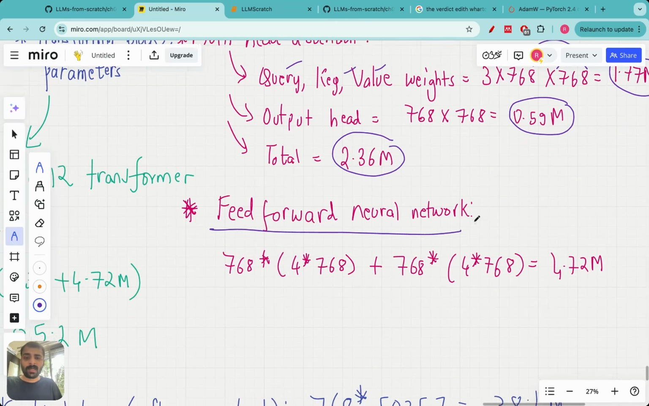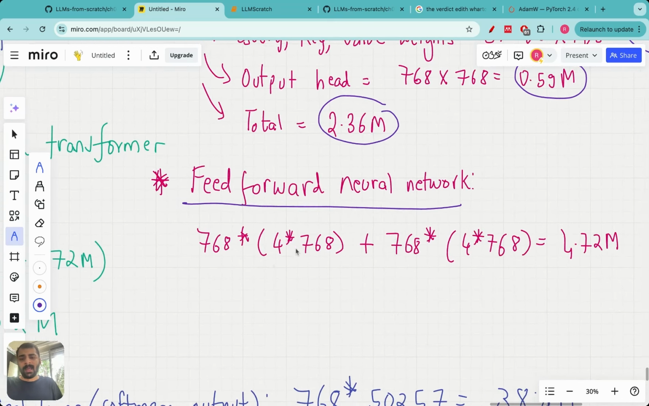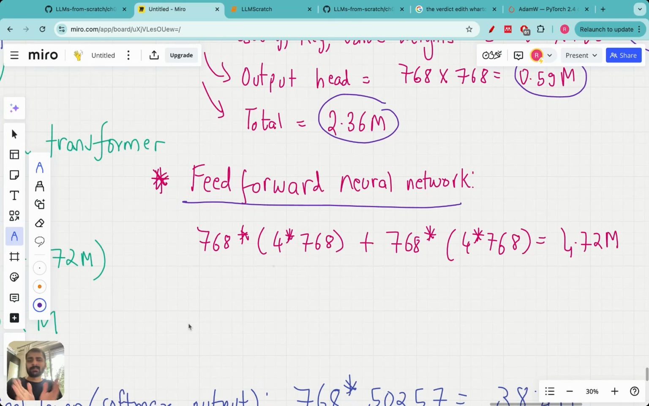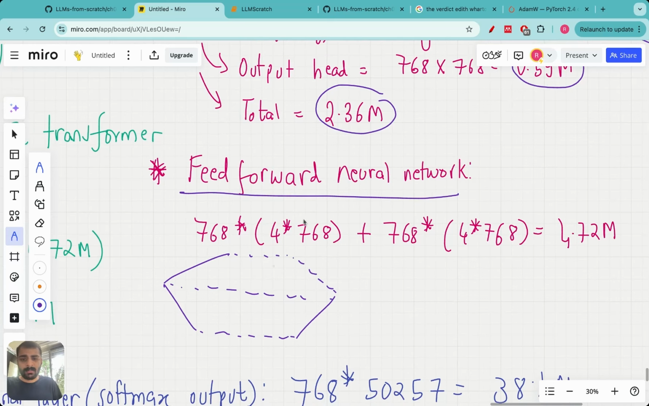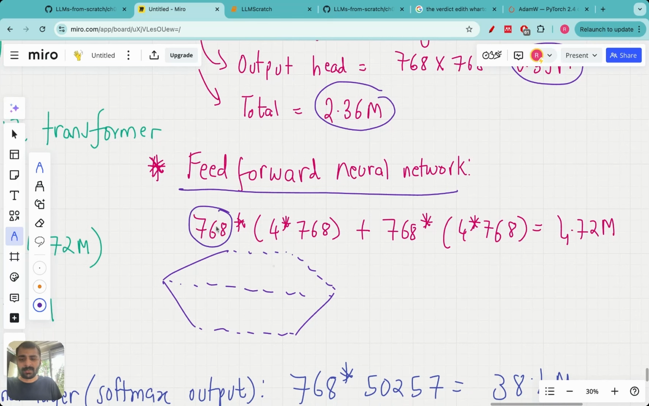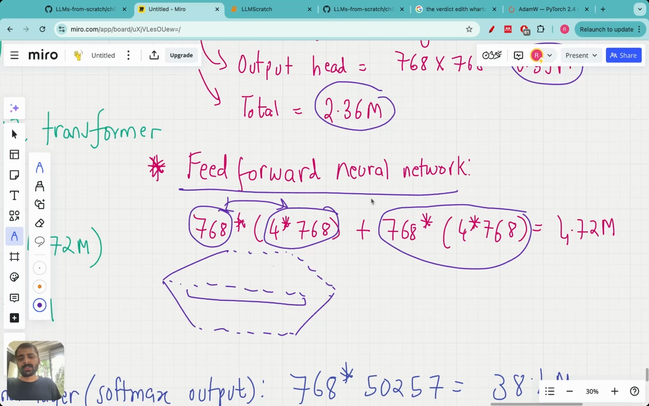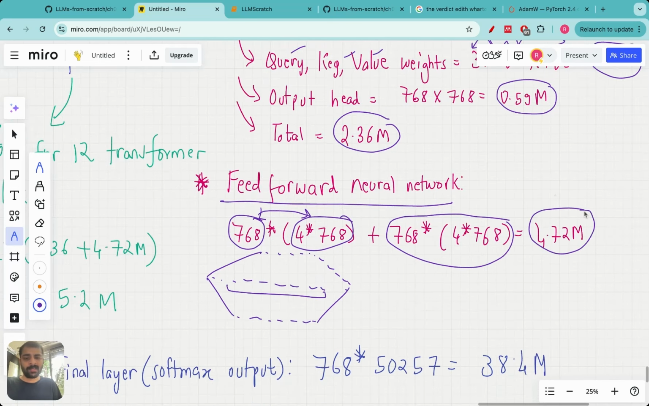And then we have a feed forward neural network in the transformer block. The feed forward neural network is like an expansion-contraction type of setting, where we have the inputs equal to the embedding dimension, that's projected into a hidden layer whose dimension is 4 times the embedding dimension, and then we compress it back to the original dimension. So the number of parameters here are 768, which is the embedding dimension, then 4 into 768. So these are the parameters in this expansion layer, and these are the number of parameters in the contraction layer. Both are the same, and they add up to 4.72 million.